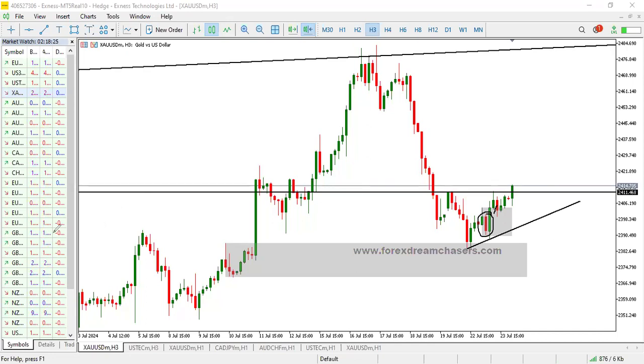What to do from here now? Let's move along with the time frame.